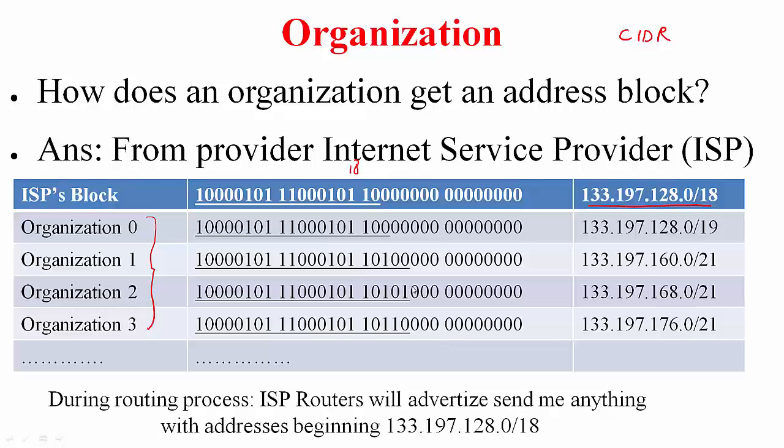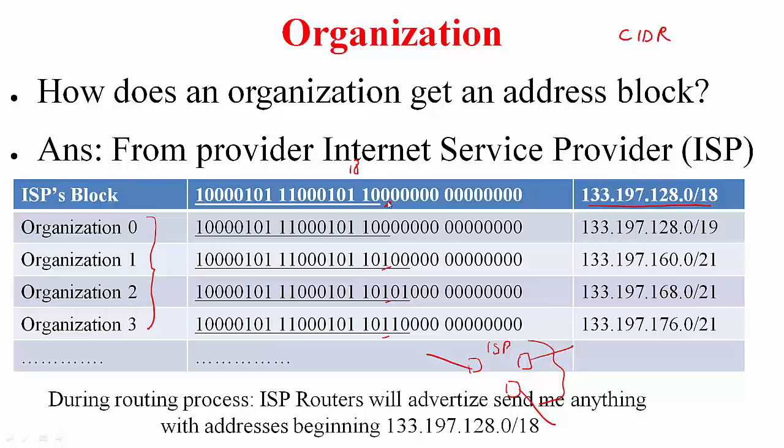For example, it allocated the 0 to this organization 0. Since this is already allocated, the remaining organizations will have 1 in this particular place, and then it is using additional bits to again distinguish the prefixes across the different organizations.